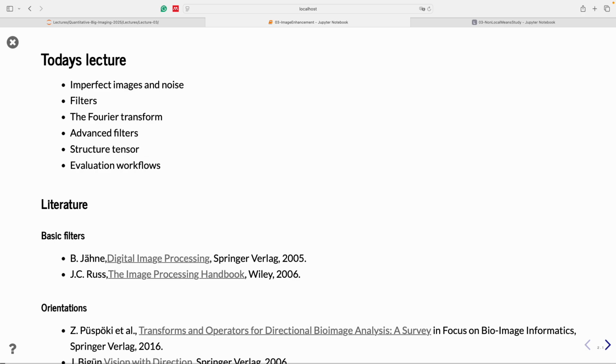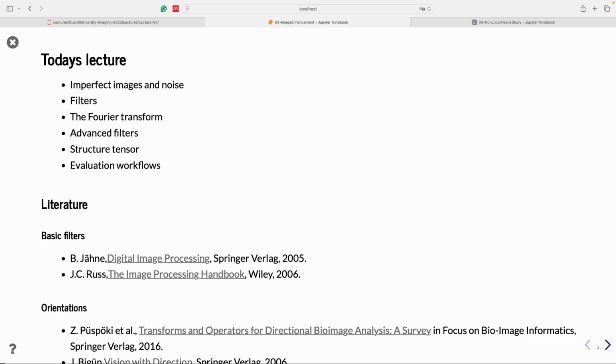We are, as I said, going to talk about filtering, and for that there are, I would say, two books that I would recommend. Again, John Russ always shows nice examples, and if you want to go more into the topic of image processing, Bernd Jähne's book is really a good place to go.